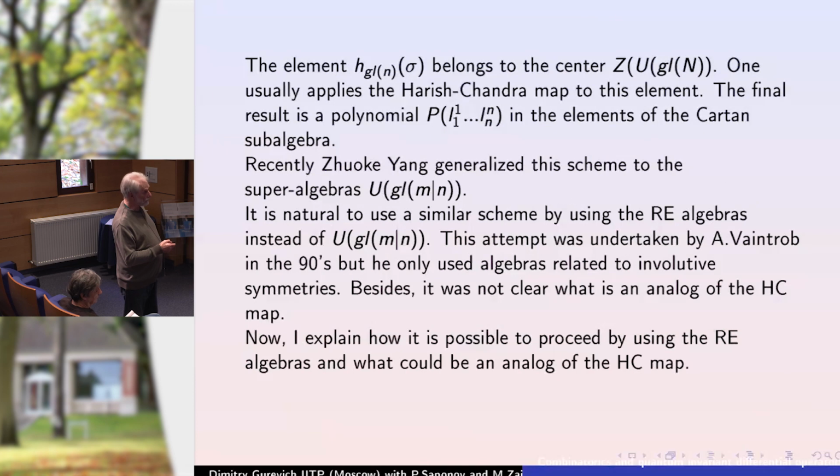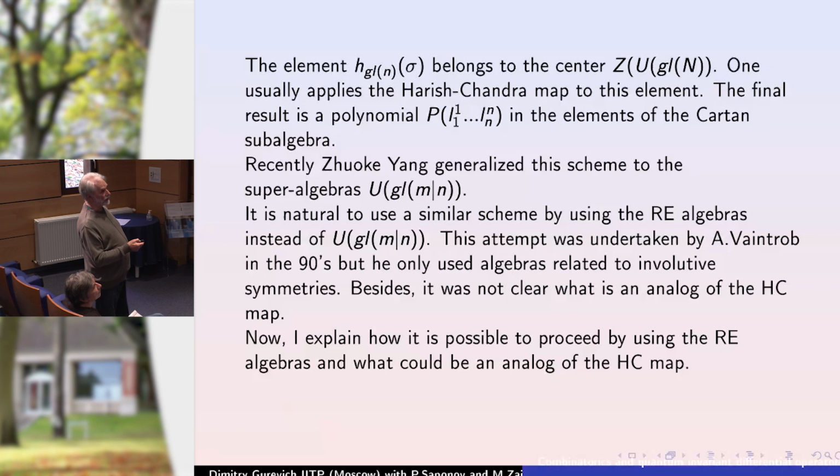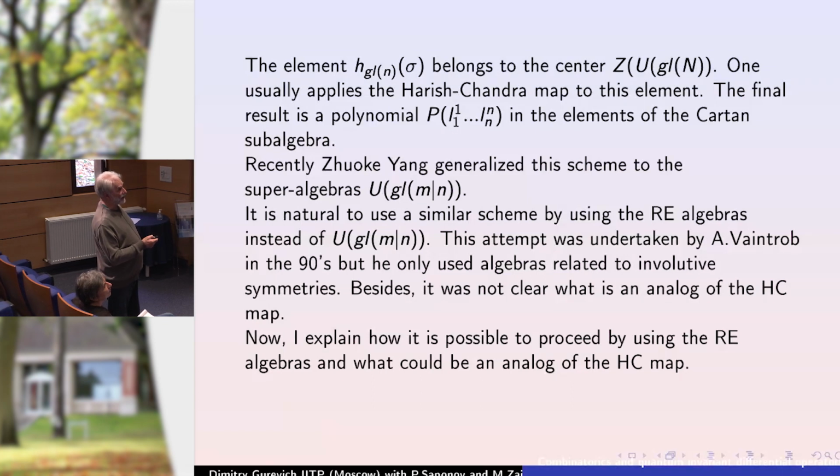And now we get this element belonging to the center of the enveloping algebra, and after that one usually applies the Harish-Chandra map to this element. Why? Because we want the final element to belong to a commutative algebra. And the commutative algebra is nothing but the Cartan algebra of this enveloping algebra. That's all. And recently one student of Leites generalized this to the enveloping algebra of the superalgebra of this type, it is not so difficult to do.